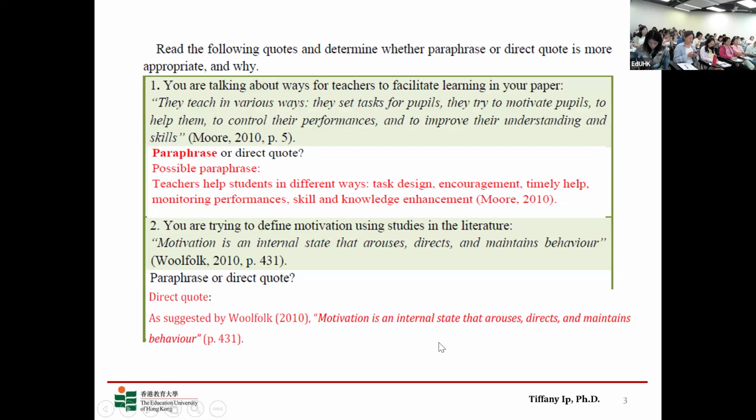But then I need to mention, I'm not asking you for whatever definition, then use a direct quote. This is just to show you can do it in a way like this. You may say, as suggested by Woolfolk 2010, motivation can be defined as people's internal condition. So the first part, you are trying to rephrase it, right? And then starting from "arouses", these three words, you put in double quotation marks. So it can be like this.